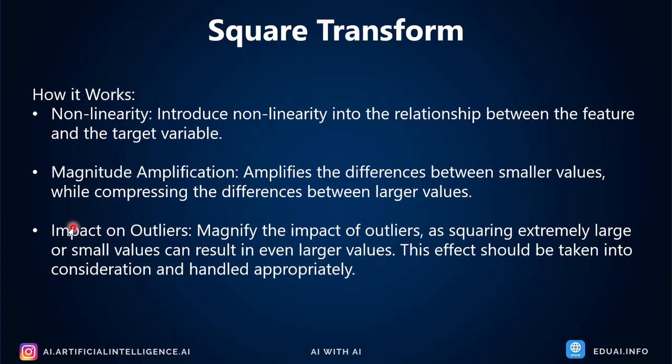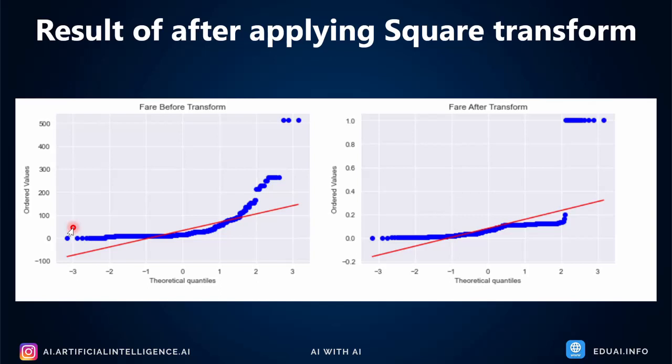The square transform can magnify the impact of outliers, as squaring extremely large or small values can result in even larger values. This effect should be taken into consideration and handled appropriately. So make sure you consider the outliers if they have extremely large or extremely small values. And hence, square transform cannot be the best fit if you have more outliers with bigger or extreme smaller values. And again, this is where you see after applying the square transform.